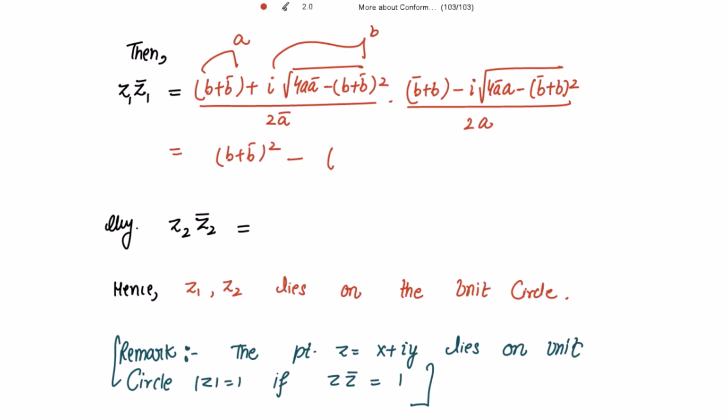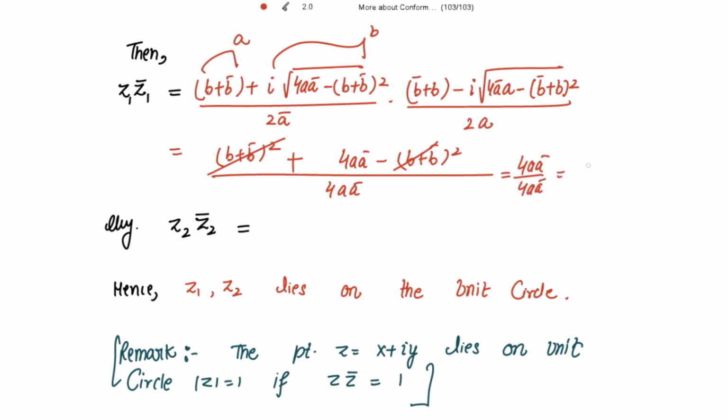Okay, iota square is negative 1, that becomes positive. And this is 4aa bar minus b plus b bar whole square divided by 4a into a bar. We can also remove this bracket and this cancels out, and we get 4aa bar divided by 4aa bar, which is equal to 1. So the product of z1 with its conjugate comes out to be 1. Hence, z1 lies on the unit circle, right?